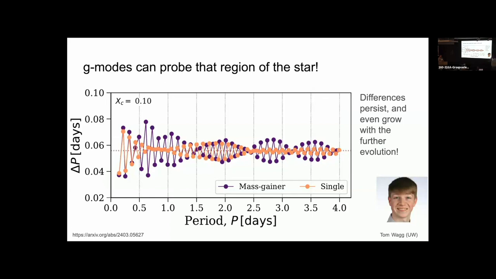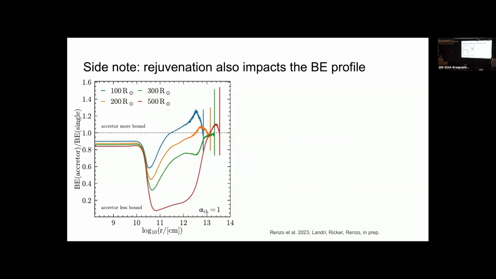And one quick thing that I want to highlight is that this rejuvenation thing may also matter for the rest of the evolution. You change the core envelope boundary, so you changed where most of the mass of the envelope is, the deepest point of the envelope. And this has a significant impact on the binding energy of these accretors. So this plot is showing you as a function of radius in the star, the ratio of a binding energy of an accretor star versus a single star of the same mass.